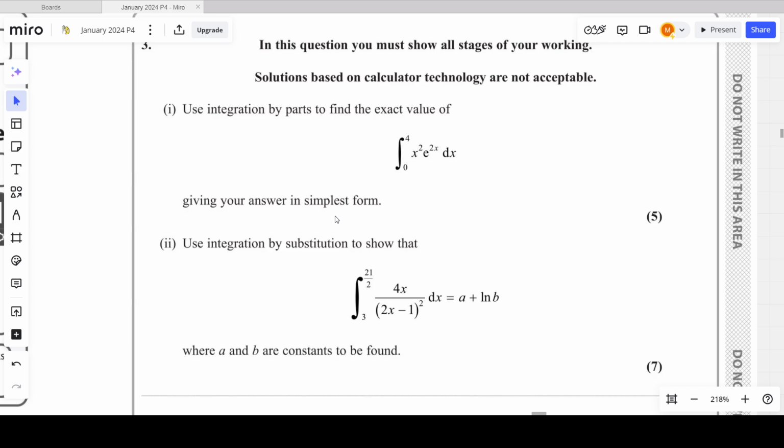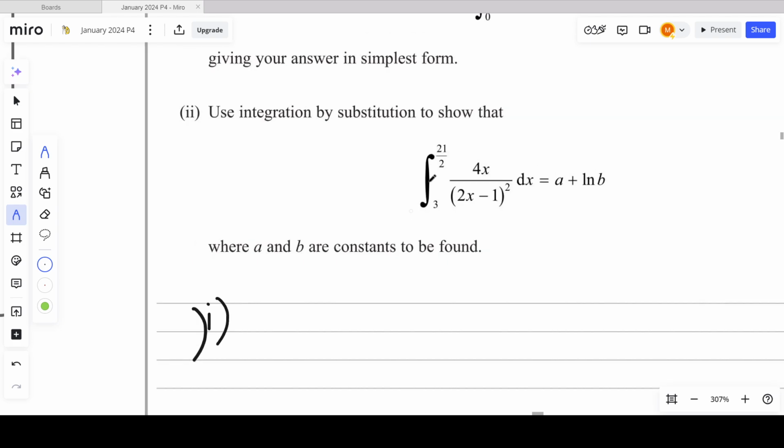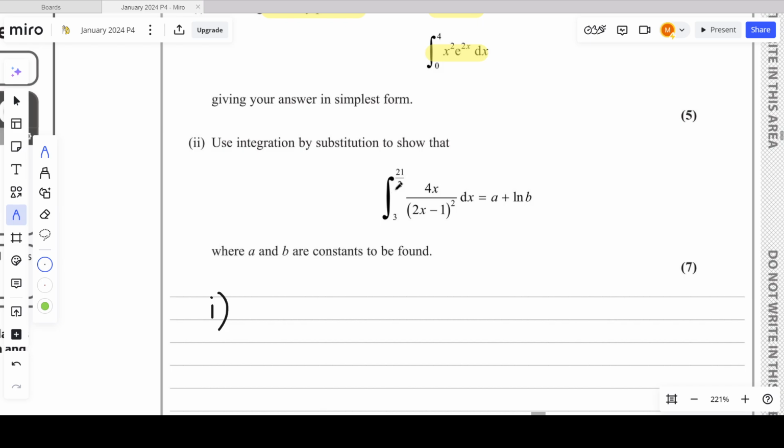The first part: use integration by parts to find the exact value of the integral from 0 to 4 of x squared e to the power 2x dx, giving your answer in simplest form. For integration by parts, we choose one of the terms for differentiation and the other term for integration.